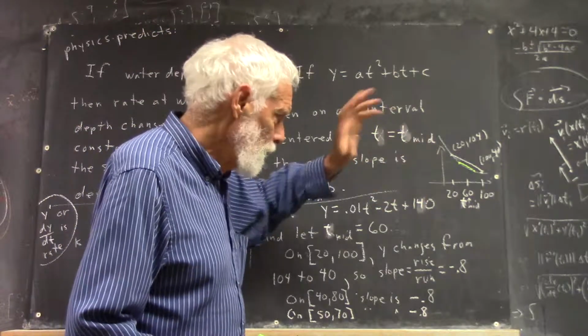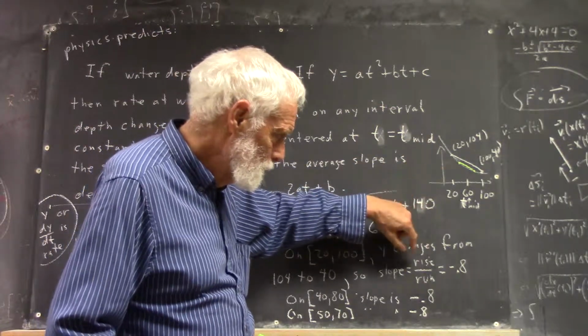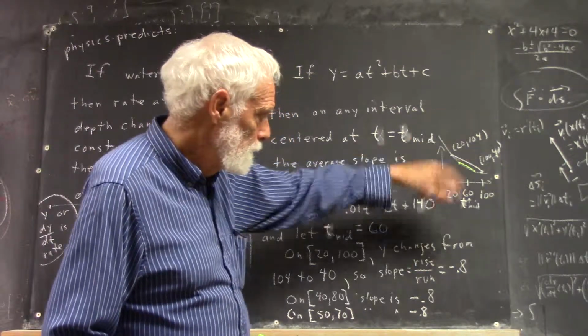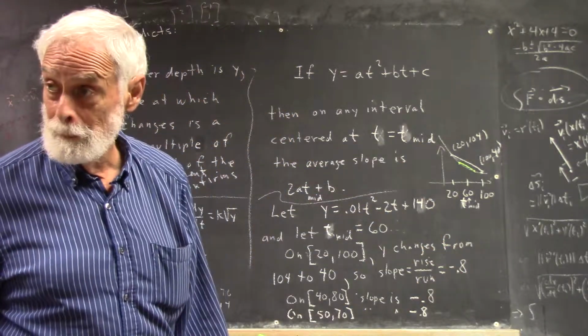But I understand why you'd ask. I'm not putting you down for asking. I'm just kind of giving you advice on how to approach stuff. So anyhow, we do the rise over the run. You know how to do that. We get negative 0.8, right?